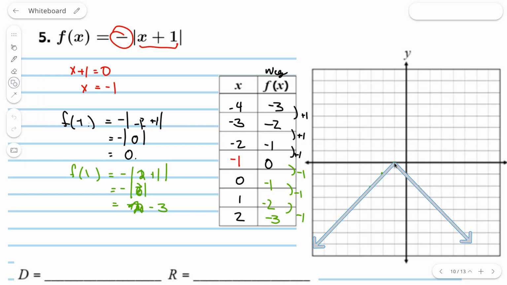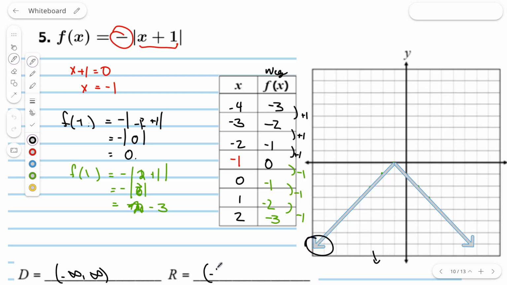We have this time our absolute value is upside down. And so when we're graphing this, our domain, we're still going all the way to the left and all the way to the right. So it's still negative infinity, infinity. But my range, now my lowest is at these arrows, so negative infinity. And I stop here at 0.